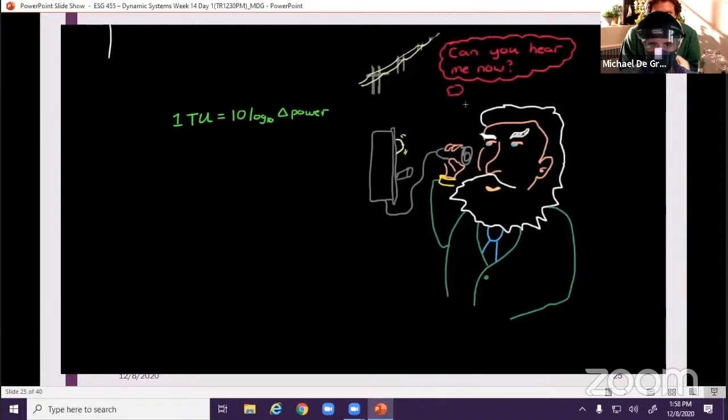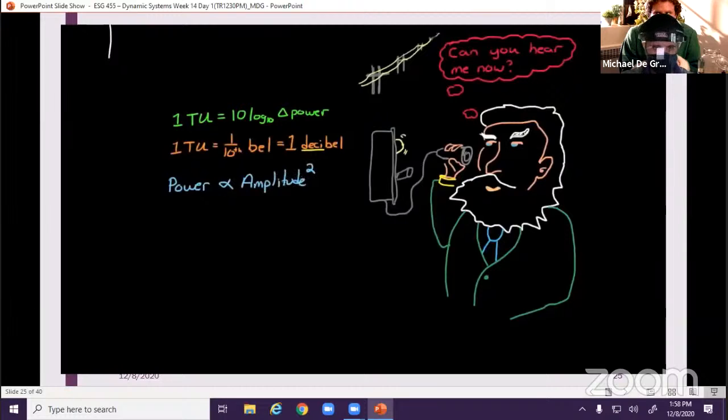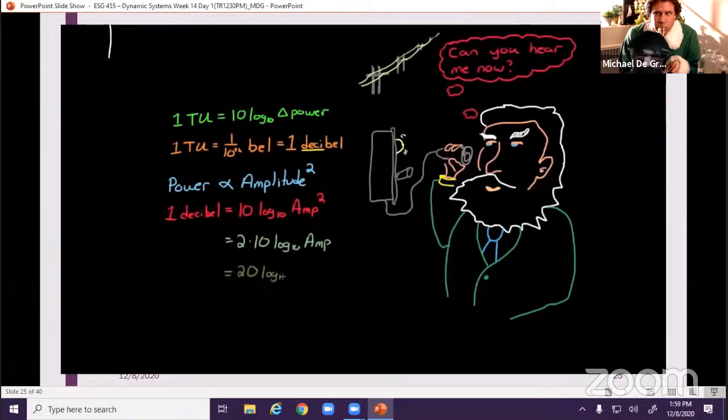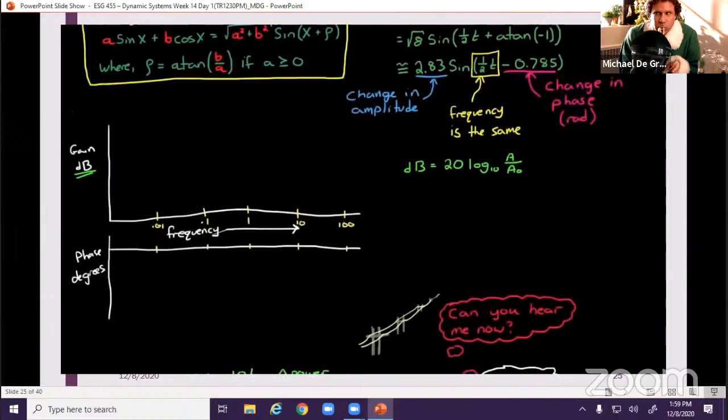Now, to honor Bell Labs founder Alexander Graham Bell, they later changed transmission unit to decibel, or 1/10 of a bell, where bell is just the log base 10 of the power ratio. So to get from bells to decibels, you have to multiply by 10. Also note that power in a sine wave is proportional to the square of the amplitude of the sine wave. So now we can write the decibel equation with respect to amplitude squared, which is 10 log base 10 of the amplitude squared. And just because of the properties of logarithms, the exponent 2 just becomes multiplication, and you get 2 times 10, which is 20. So let's get back to plotting on the Bode plot.